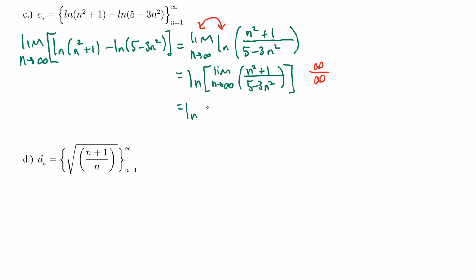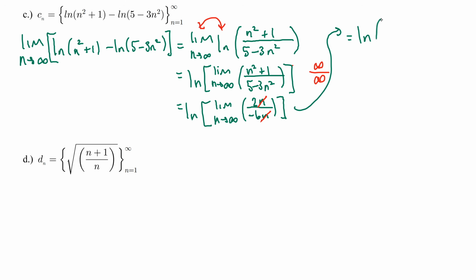So we have the natural log of the limit as n approaches infinity of 2n over negative 6n, differentiating individually the numerator and the denominator. Now we can either apply L'Hopital's rule again, or notice that those n's cancel. And inside our natural log here, we then have a problem. We have natural log of, now the limit of a constant is a constant, and 2 over negative 6 reduces to negative 1/3. This is not a real number. Remember, you cannot have a negative argument in the logarithm.